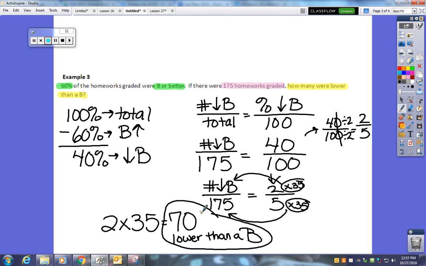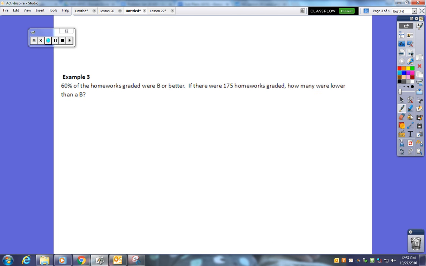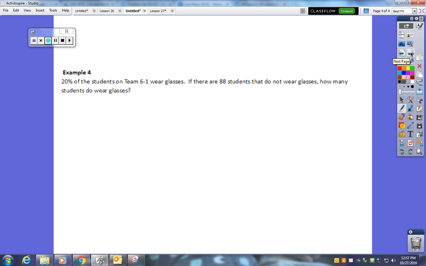So again, in this case, we had to subtract our percentages before we could do our equal fractions. Let's look at another example. Example 4. 20% of the students on Team 6-1 wear glasses. If there are 88 students that do not wear glasses, how many students do wear glasses?